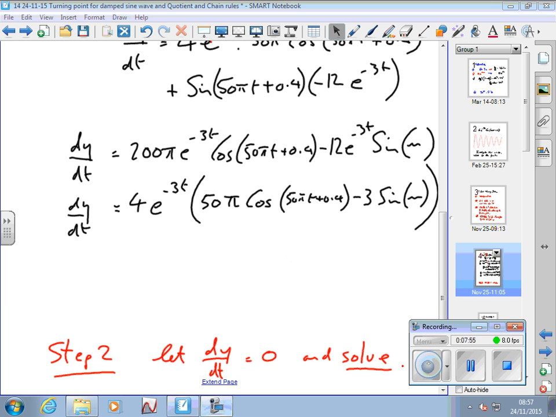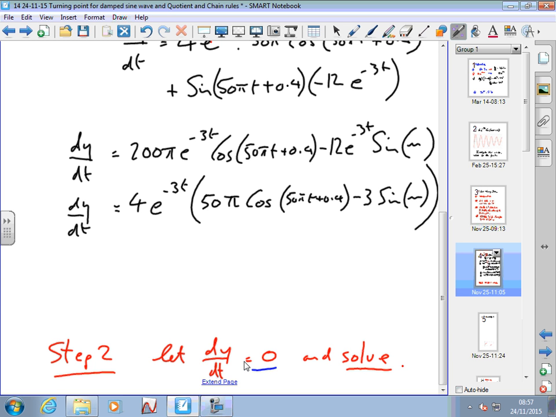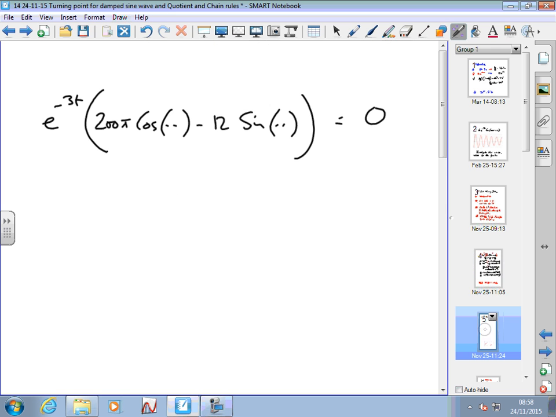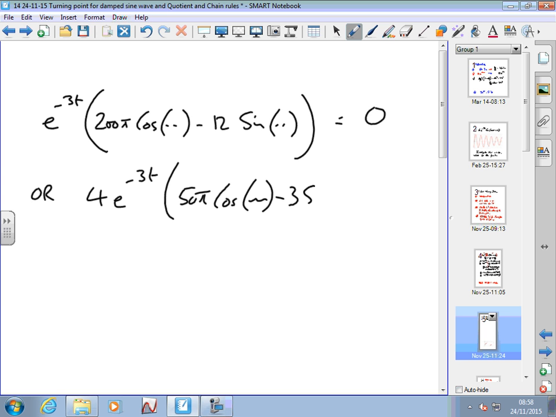Yep. So now we've got to let this differential equal 0 to find these points of maximum and minimum value, and solve it. So we take this function, and hopefully it's the same as we had there. Oh, I didn't take the 4 out. Don't know why I didn't do that. So let's take the 4 outside now, or 4 e to the minus 3t, 50 pi cos the bracket minus 3 sine the bracket equals 0. Might as well take that 4 outside as well, mightn't we?